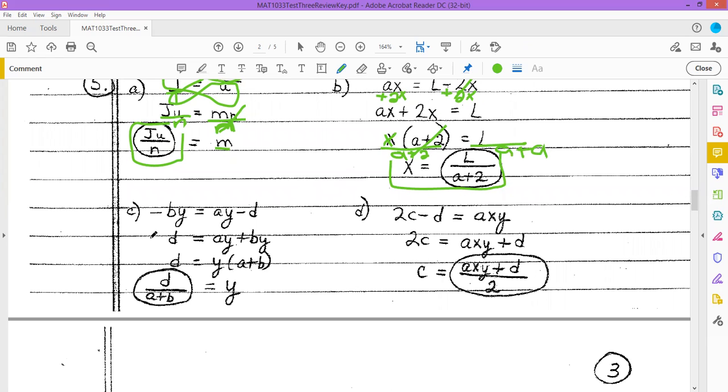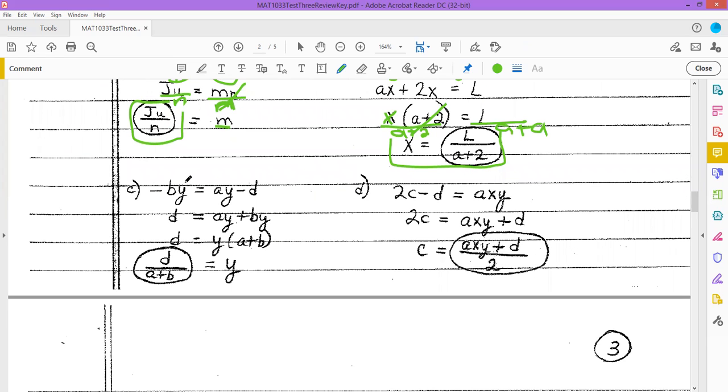Now, letter C, we have negative BY equals AY minus D. And we're solving for Y, but again, we have these Y terms on either side. Now, this is a minus B on the left side. We have a positive A on the right side. So we're going to carry this B to the right side this time. Let's add BY. And then that means we're going to add this D. It's negative already, so we're going to add the D to both sides of the equation.